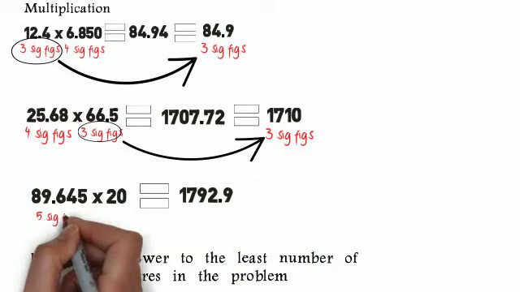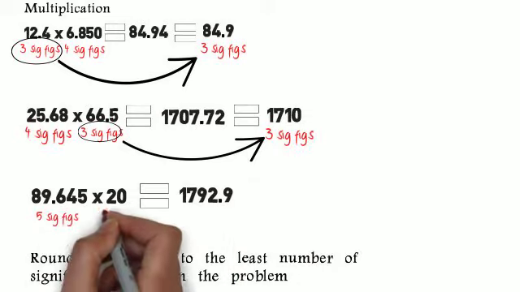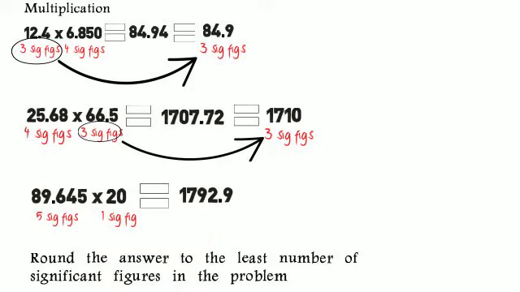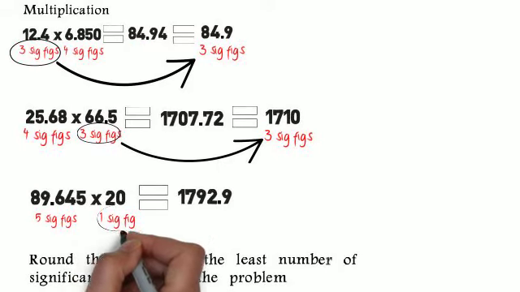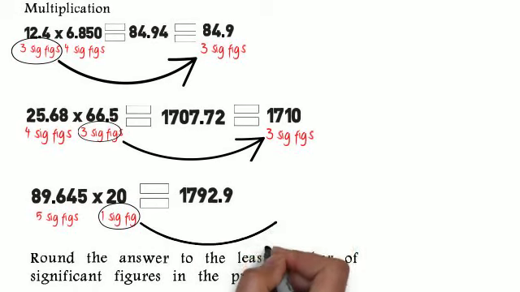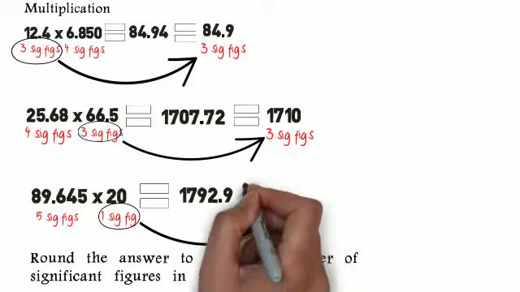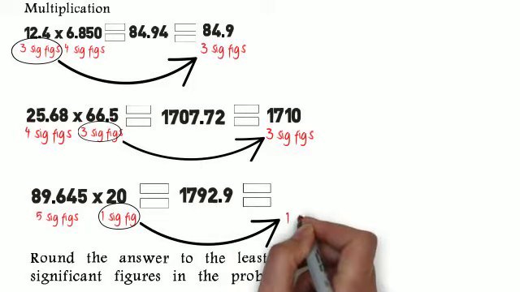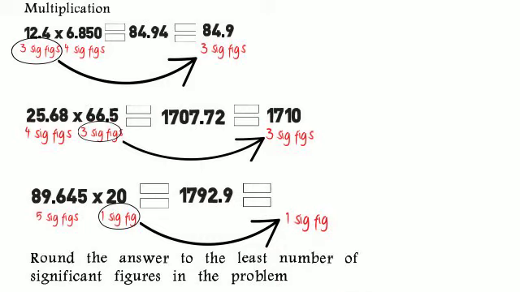We have five significant figures in 89.645, but only one significant figure in 20. So we're going to take our answer 1,792.9 and round that to one significant figure. When we round that to one significant figure, what we end up with is 2,000. So we round the answer to the least number of significant figures in the problem.